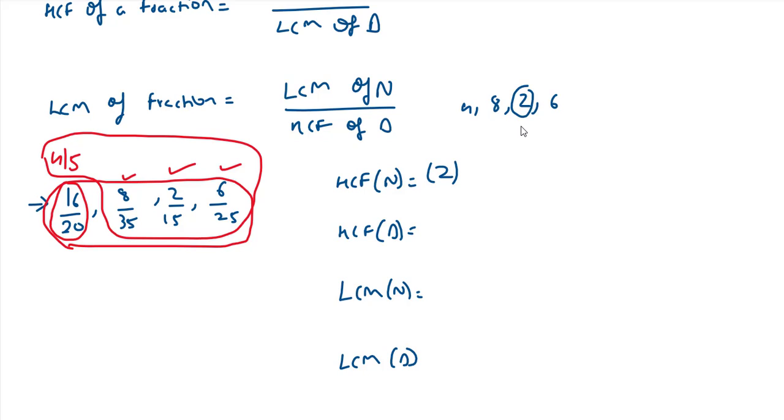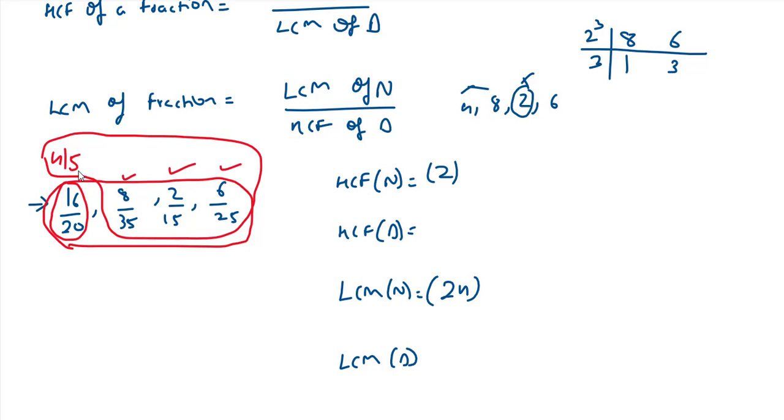To find the LCM, we'll have to use simultaneous factorization. Since 2 and 4 are a factor of 8, we can ignore them. So we'll have 8 and 6 here. So 8 is basically 2 cube. So this will become 1. 6 will reduce to 3. So we'll have to divide it by 3 as well. So the LCM of the numerator will be 2 cube into 3, which is 8 into 3, which is 24. So this is the LCM of the numerator.